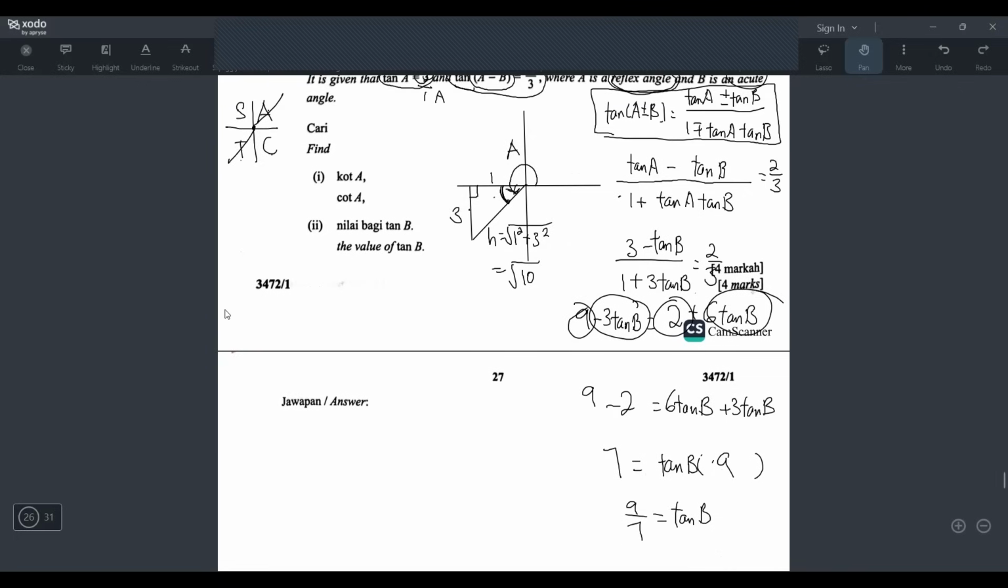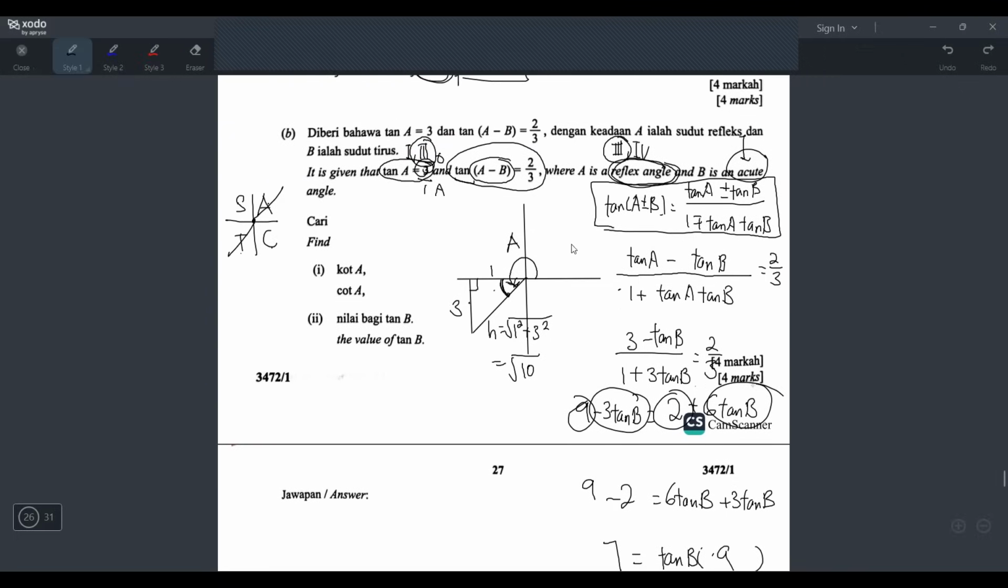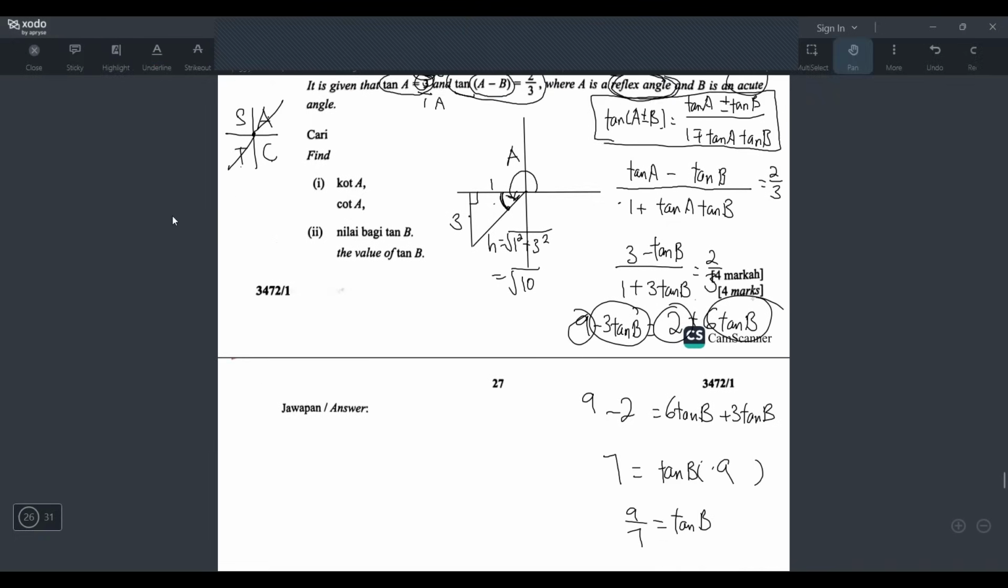right? Okay, I think I'm done already. I'm done studying the information already. Now we can do question one already. So question one asks us to find chord A. So definitely we have to refer to this drawing here.